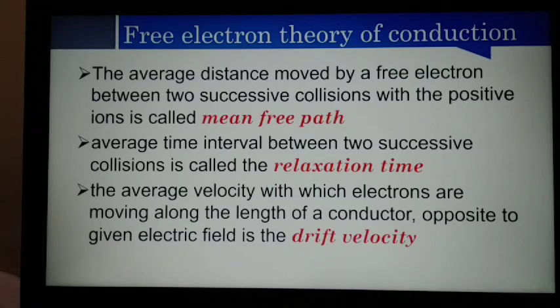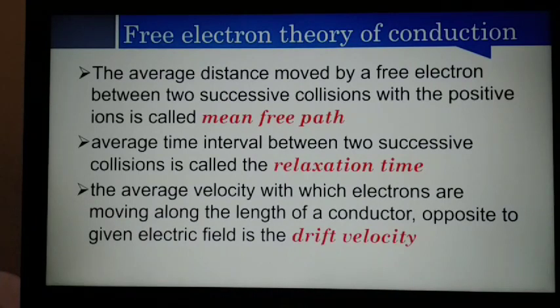So three important terms you have to remember there. One is mean free path, another relaxation time, and the third one is drift velocity. Mean free path is the average distance moved by a free electron between two successive collisions with the positive ions, relaxation time is the average time interval between two successive collisions, and drift velocity is the average velocity with which electrons are moving along the length of a conductor opposite to the given electric field. These are the important terms related to the mechanism of conduction.